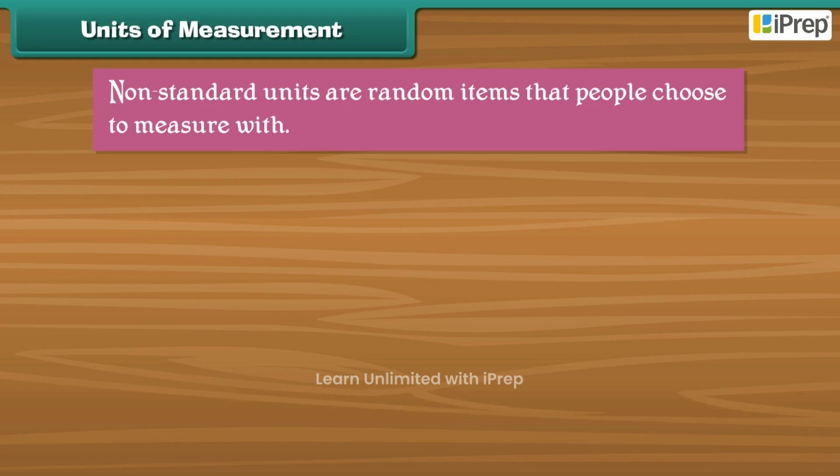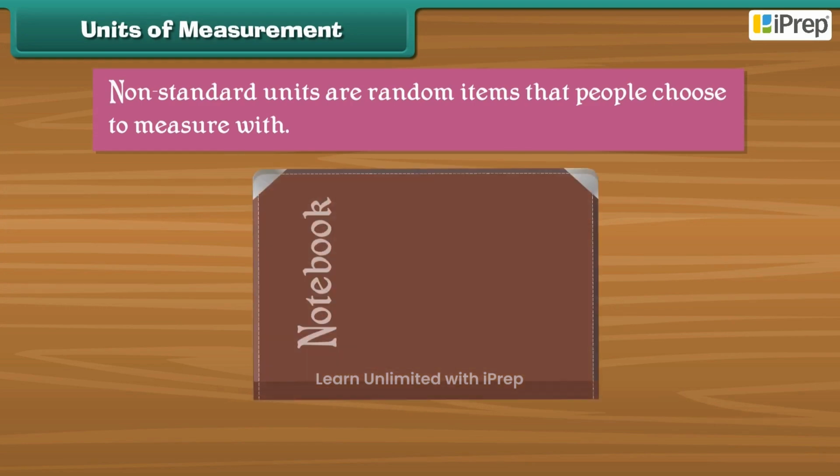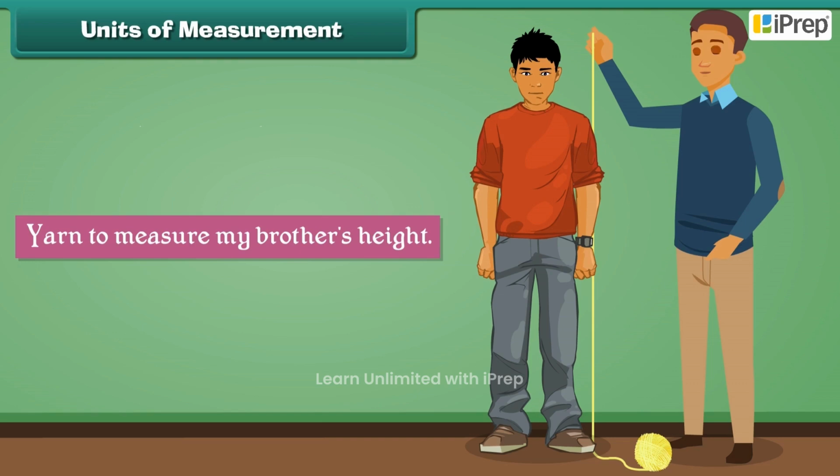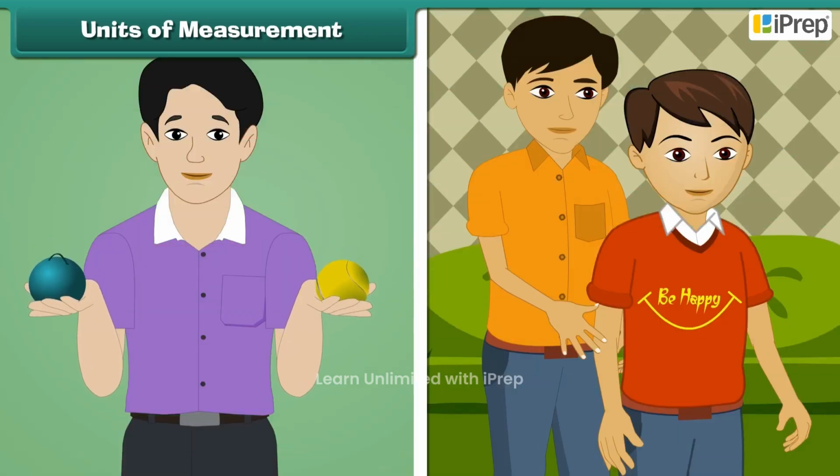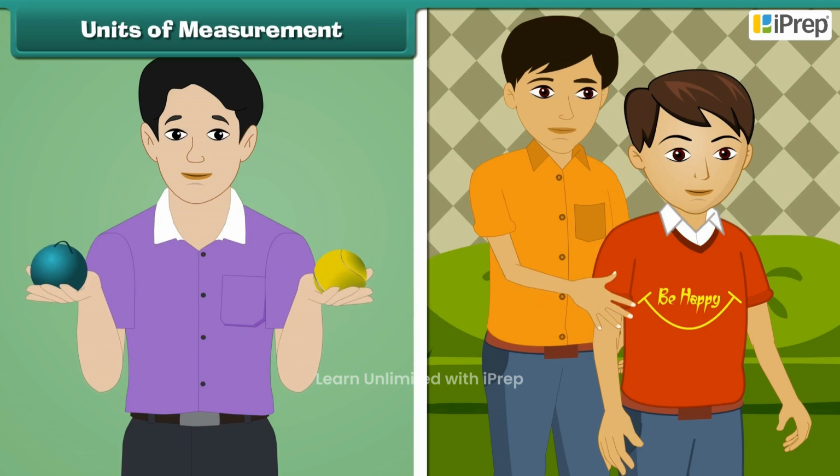Non-standard units are random items that people choose to measure with. For example, I can use a paperclip to measure my notebook, or yarn to measure my brother's height. I can use my hands to know if something is heavier or lighter, and I can use my fingers to measure my friend's arm.